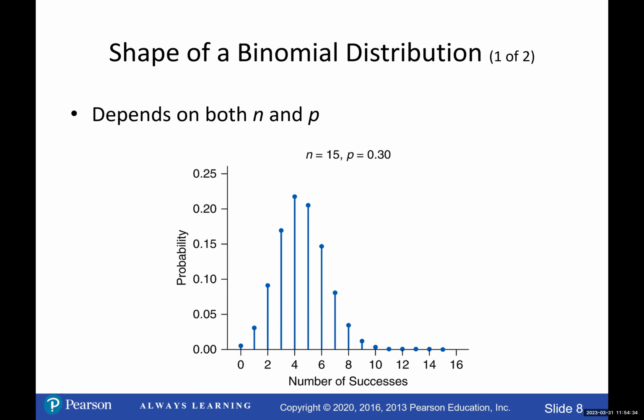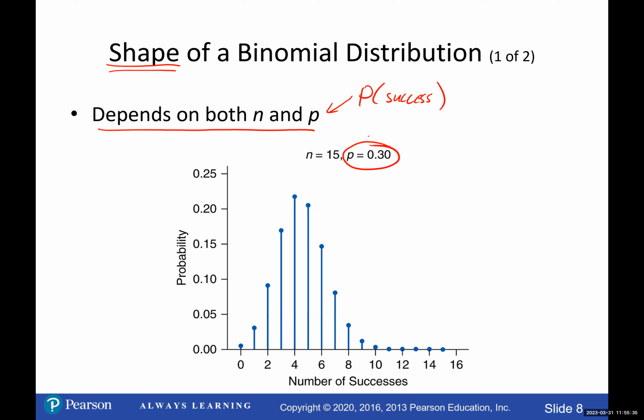Okay, now we learn about the shape of the binomial distribution. The shape of the binomial distribution actually depends on the number of trials and the probability of success, right? For example, if I have a probability of success of 0.3, like 30%, and I have 15 trials, we're going to have a graph of the probability with the number of successes down here, and the shape is going to be skewed to the right, right?